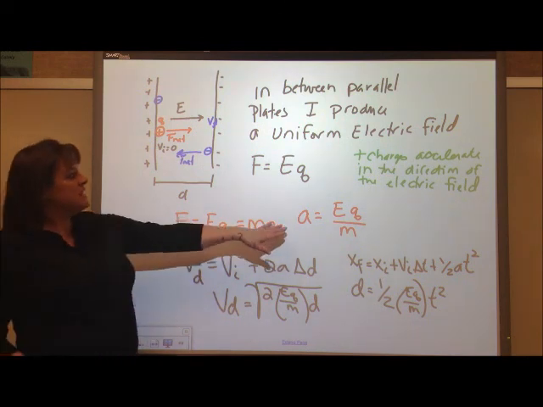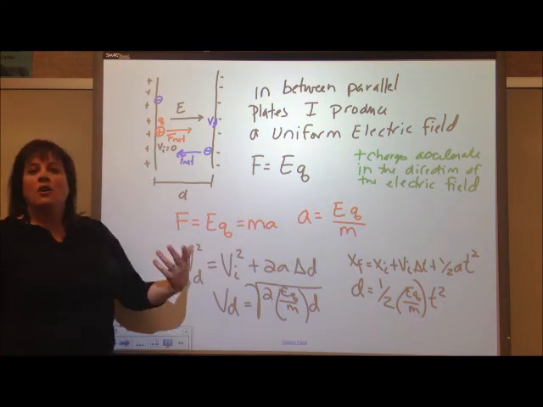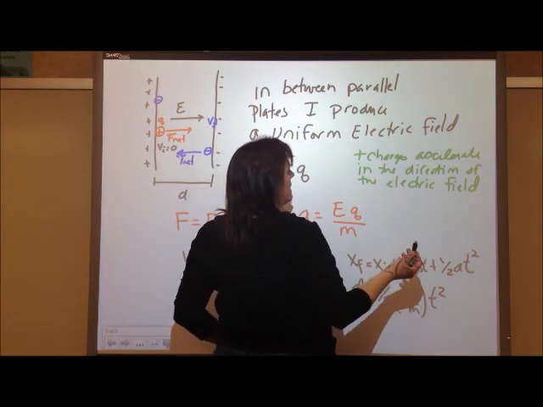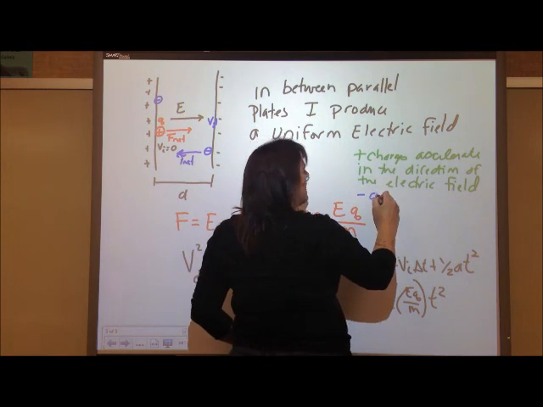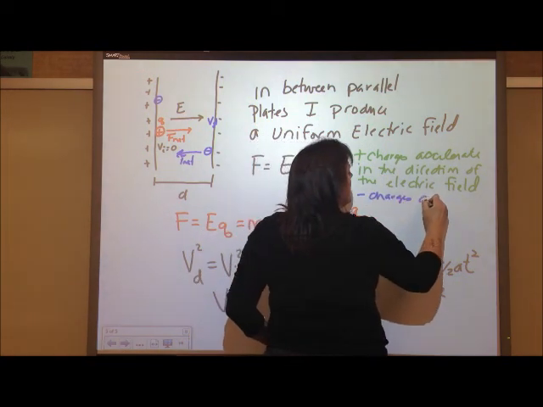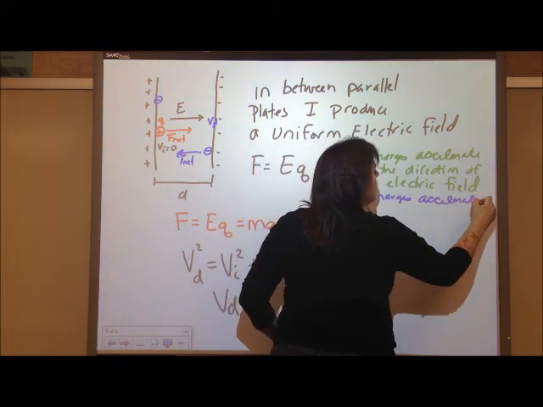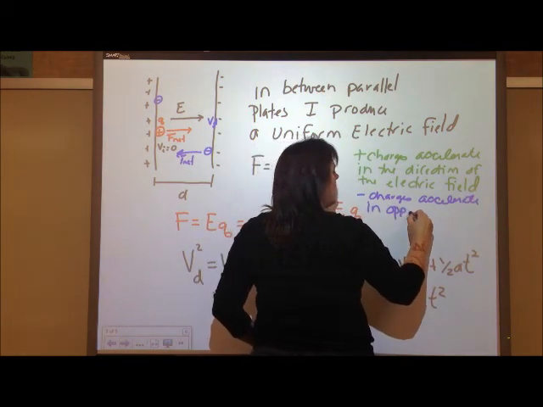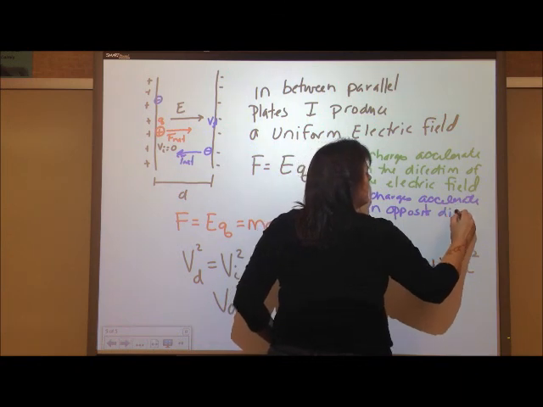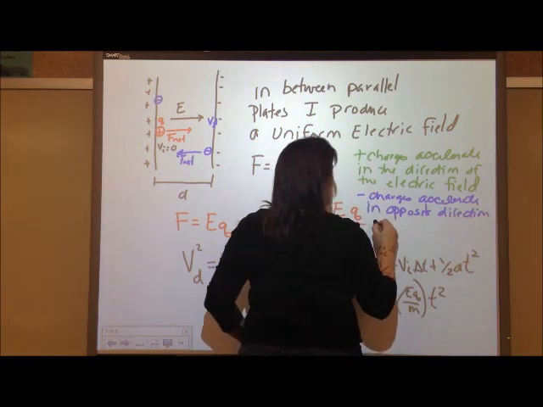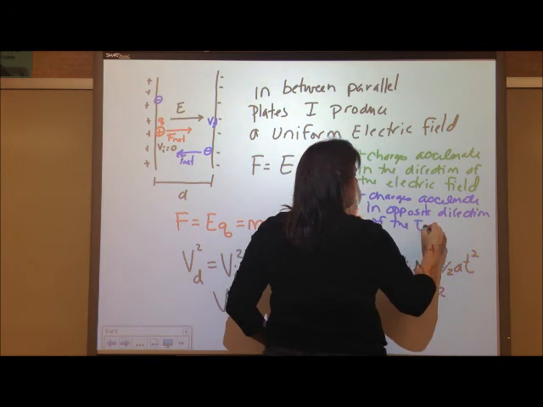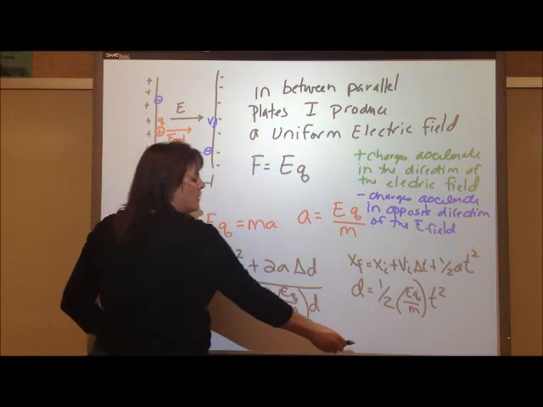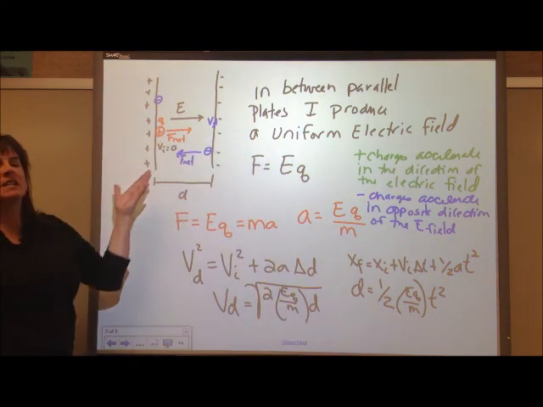But again, the acceleration is eq over m. So positive charges accelerate in the direction of the electric field. Negative charges accelerate in the opposite direction of the electric field. And that should make sense to you.